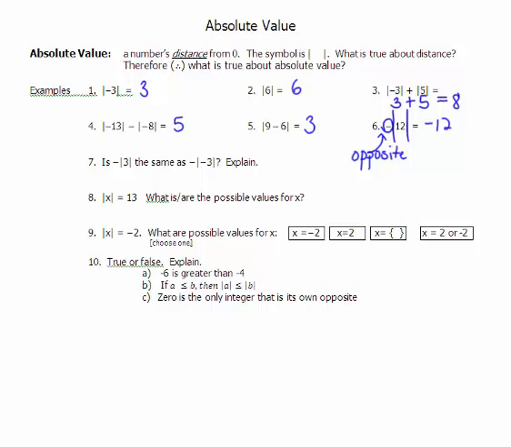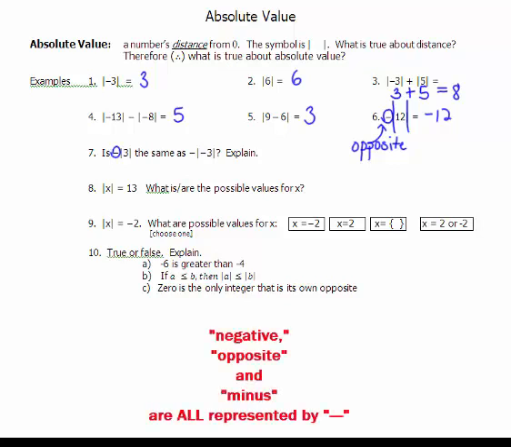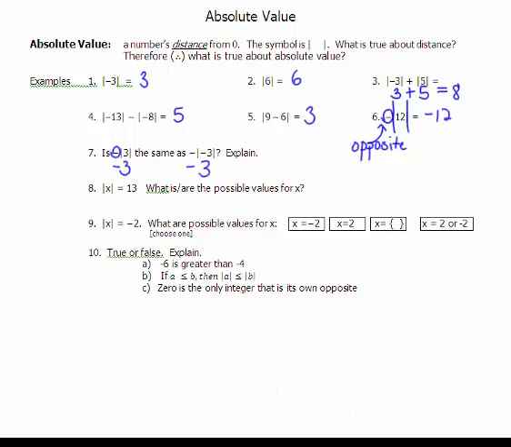Why don't you pause here and try those on your own? Is negative 3 the same as negative 3? Well, again, I think of this symbol as the opposite of. So is the opposite of the absolute value of 3, which is negative 3, the same as the opposite of the absolute value of negative 3? Sure, that's negative 3 also. So yes, because in both cases we're taking the opposite of the absolute value of 3.